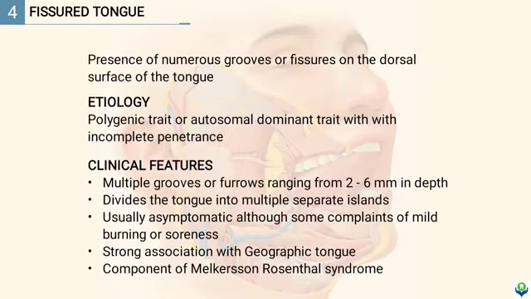The next developmental disturbance of the tongue is fissured tongue, which means presence of numerous grooves or fissures on the dorsal surface of the tongue. Etiology: polygenic trait or autosomal dominant trait with incomplete penetrance. Clinical features: multiple grooves or furrows ranging from 2 to 6 mm in depth. It divides the tongue into multiple separate islands. It is usually asymptomatic, although some complain of mild burning or soreness. It has a strong association with geographic tongue, and it is a component of Melkersson-Rosenthal syndrome.